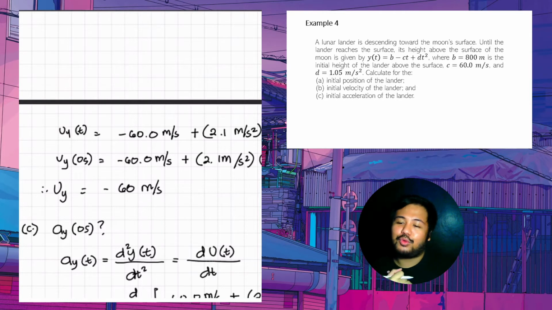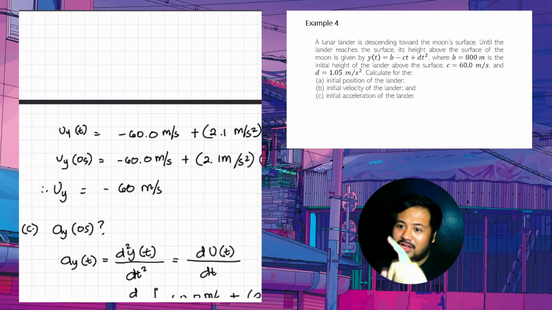Next, we have to calculate for the initial acceleration of the lander. So if we talk about acceleration, we have to derive it again. If coming from velocity as a function of time, you just have to derive once. But if you're coming from a position as a function of time, you have to derive twice.